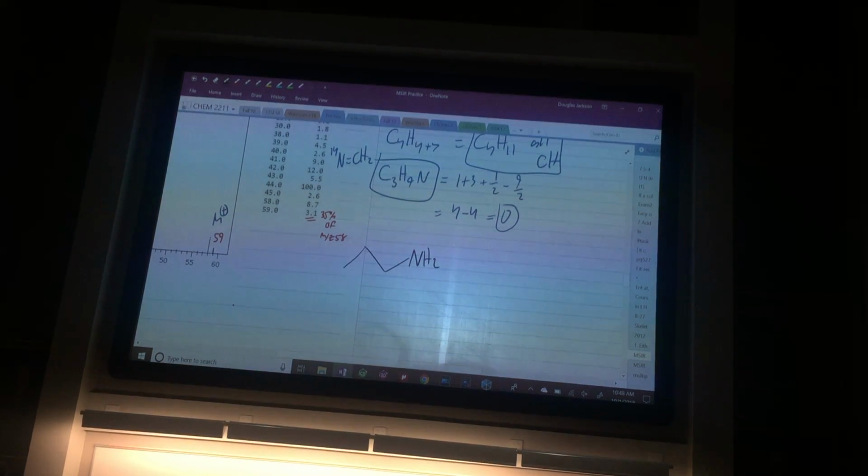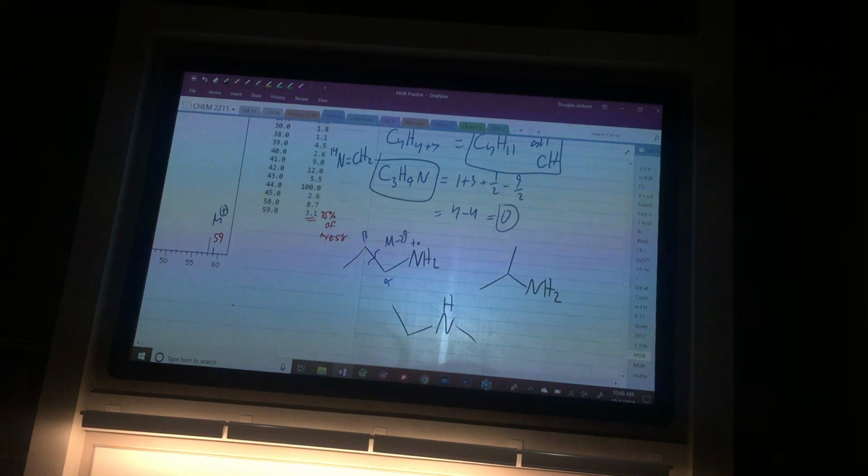Propose isomers that match your IR and mass spec, or your molecular formula. Okay, all 3 of these match the molecular formula. Wonderful. Which one gives us the right alpha cleavage?